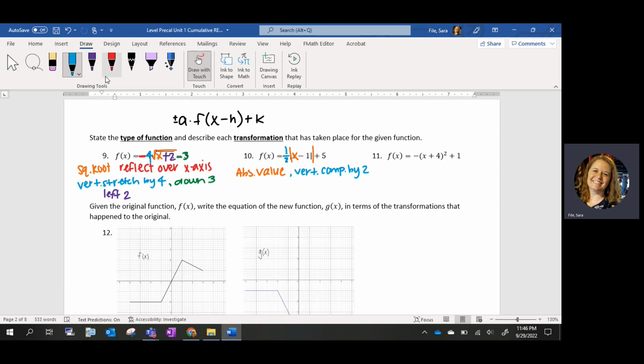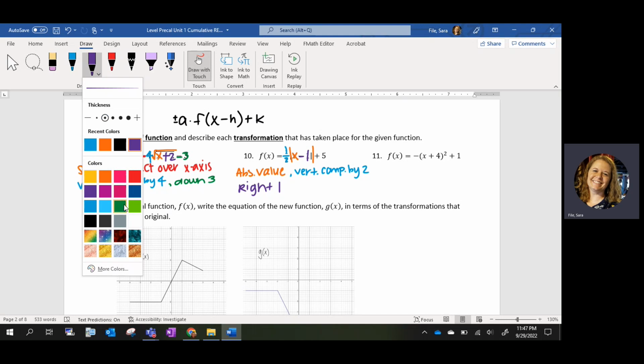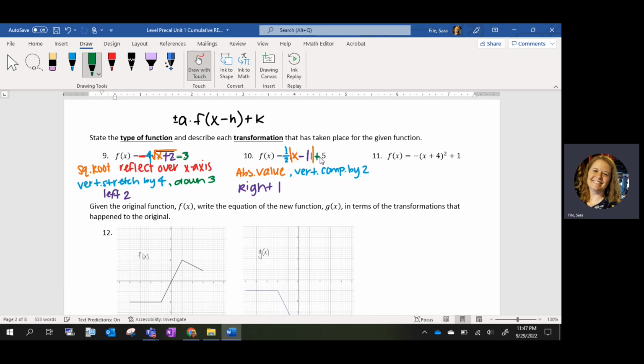And then you have -1 on the inside. So remember, it's minus h. So h is actually +1. So this is to the right 1. So then on the outside, you have got +5. So remember, that's your k. So that is up 5. So no reflection in this one because we didn't multiply by a negative.